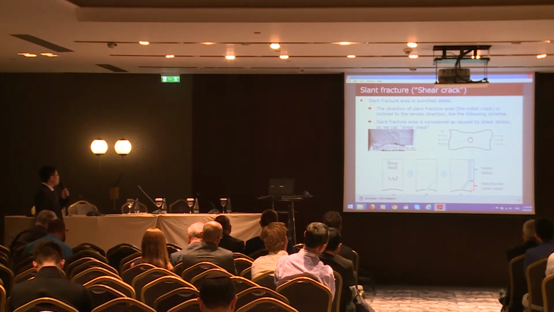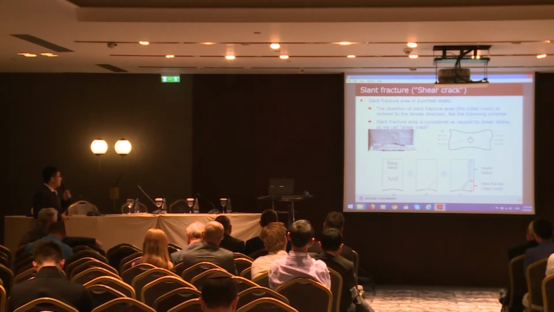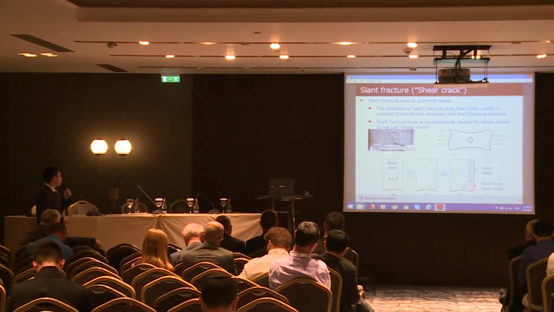Here I want to introduce the slant fracture area in punched steels. The direction of the slant fracture area, which is the initial crack, is inclined to the tensile direction, like the following schema. This is the slant fracture area. The slant fracture area is considered as caused by shear stress, so we call it shear crack.